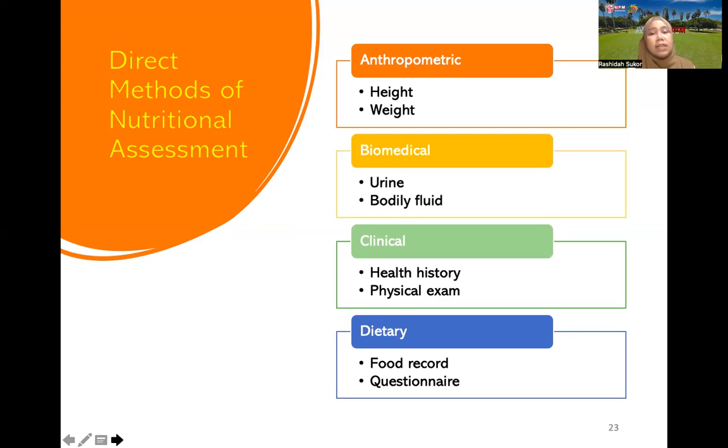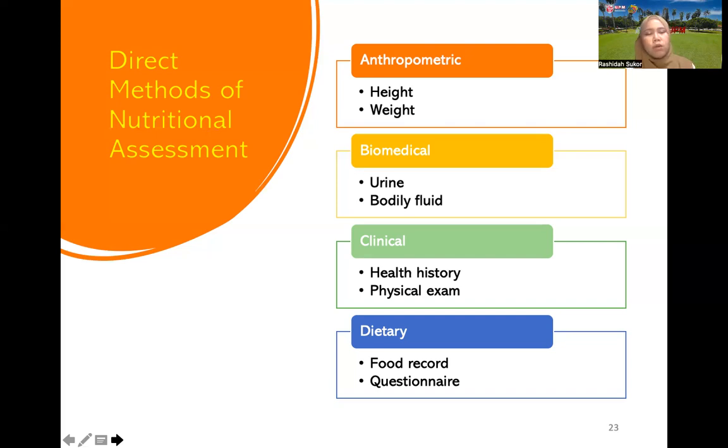Okay? C is the clinical. For clinical, we have to study the history of their health and also the physical exam. If they are suffering from any disease or sickness, we have to record it in order to assess the nutritional status. Okay. And number 4, the D, is the dietary. So we have to be able to identify what their food intakes are. So how are we going to do this? We do a questionnaire, so we ask them to do the food recall.